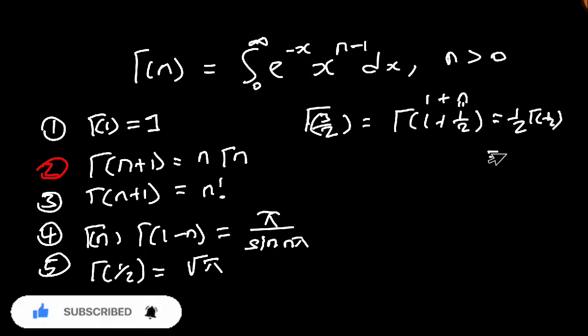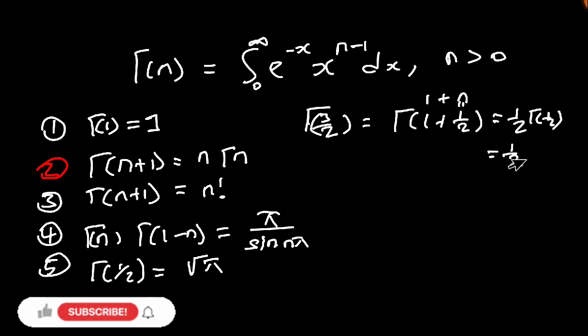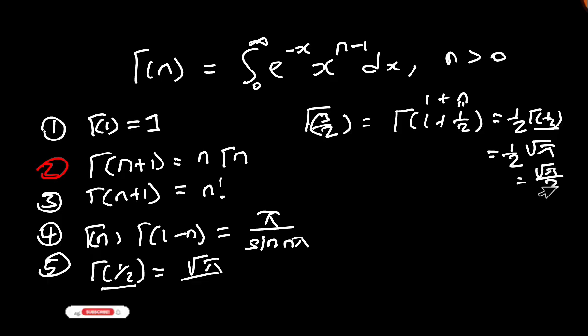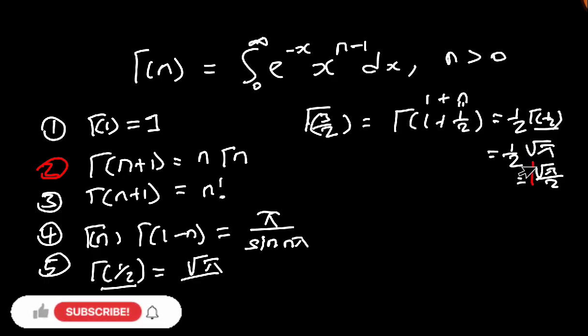So gamma 3 over 2 is now reduced to half gamma half. So this now becomes equal to 1 over 2. Now gamma 1 over 2, which is this, is equal to root pi. So we're going to multiply this by root pi. So this now becomes equal to root pi divided by 2. So this is what gamma 3 over 2 is.